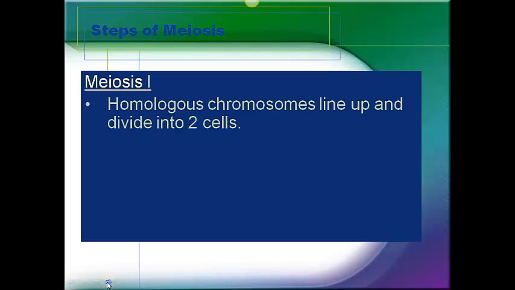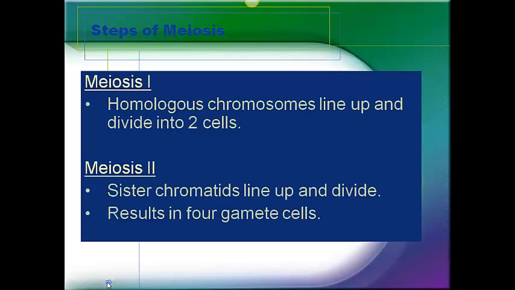We talked about there being 2 divisions in meiosis. Meiosis 1, where the homologous chromosomes lined up and then divided. Remember, the homologous chromosomes are one from mom and one from dad that are identical. They have the same genes on them, but different versions of the gene. In other words, now we know those versions are called alleles. The second division is when those sister chromatids line up and divide. And this is where we actually split the chromosome number in half and get those 4 gamete cells, so 4 sperm, egg, or pollen cells.